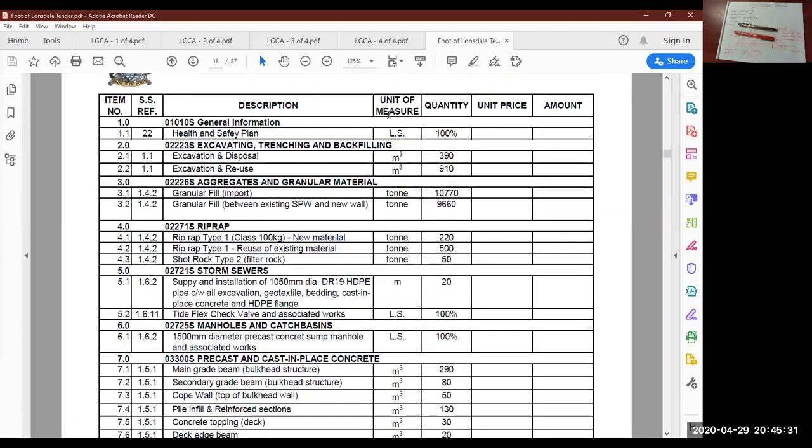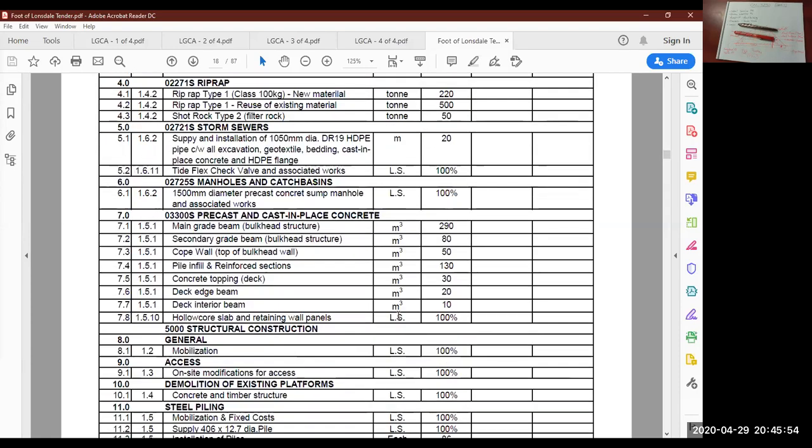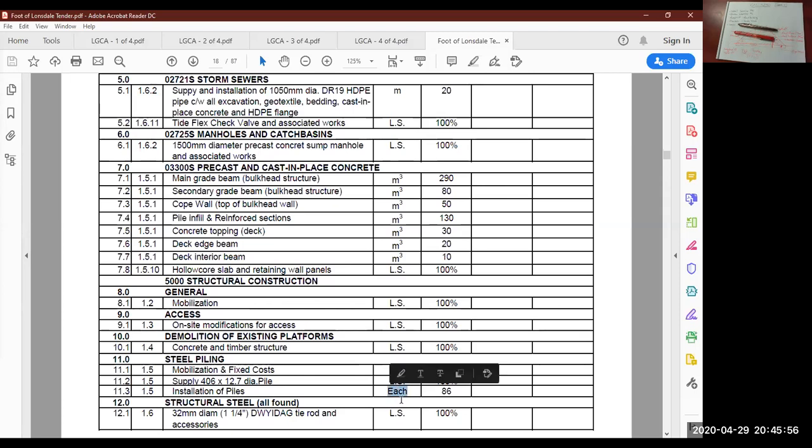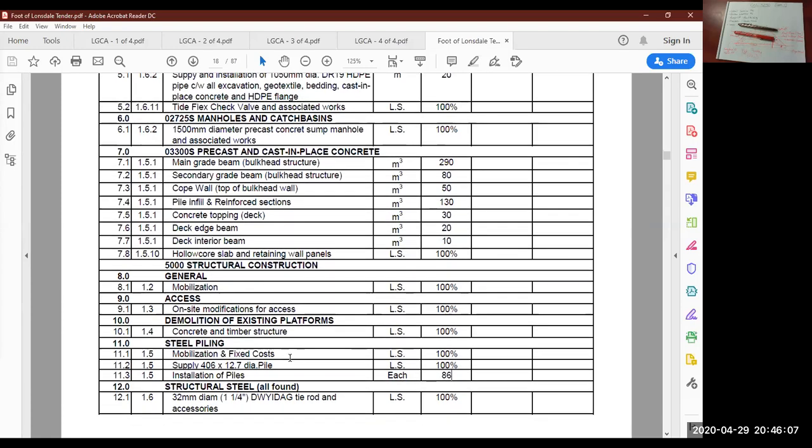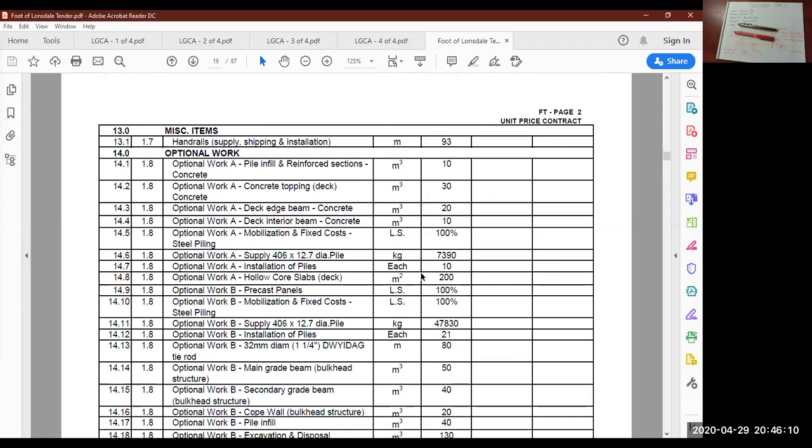These are the units that they're each measured by. So whether it's a lump sum, cubic meter for volume, tons, typically that's gravel, could be paving. Here's a length, so meters of pipe, more lump sums. Here's an each. So there's 86 pipe piles that are to be driven into the ground, so you price each one of them. What else do we have here? Kilos.